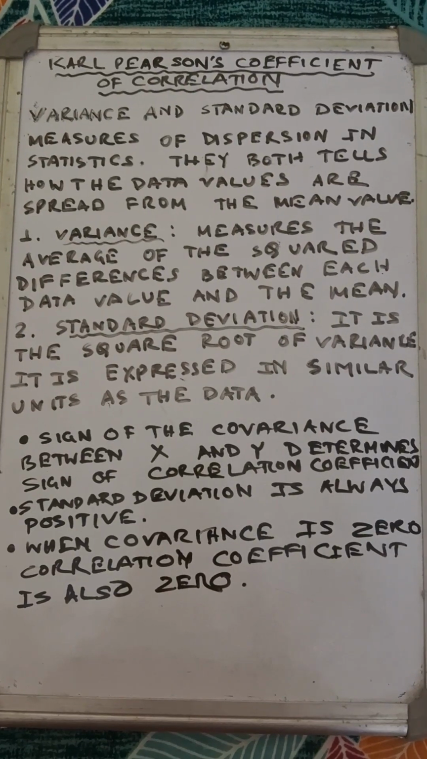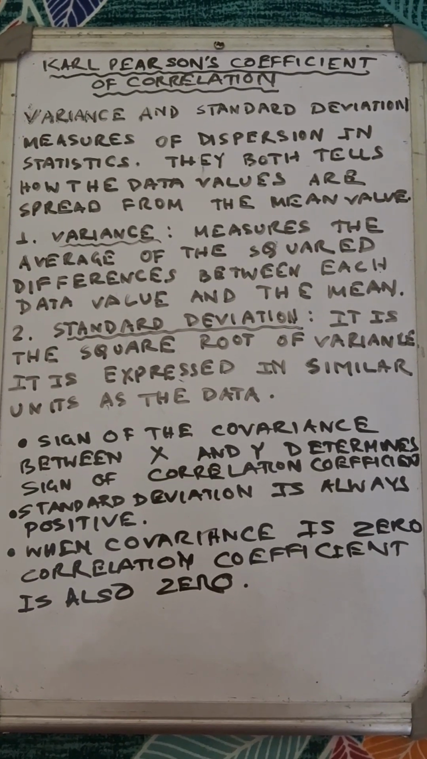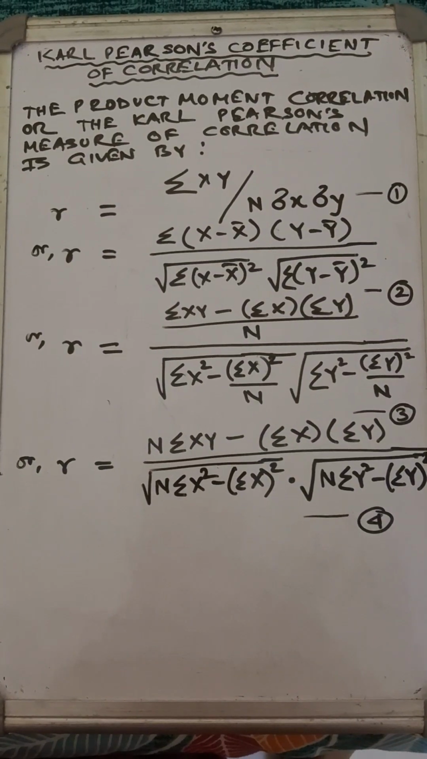Now the sign of the covariance between x and y determines what? The sign of the correlation coefficient. These are the points to remember.